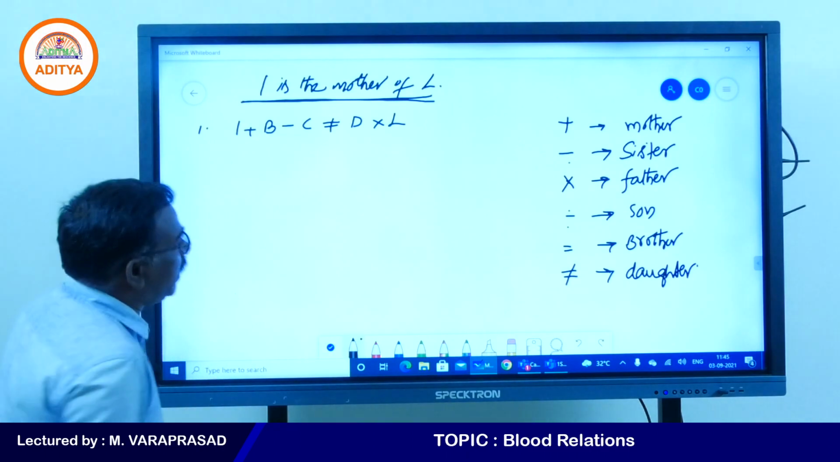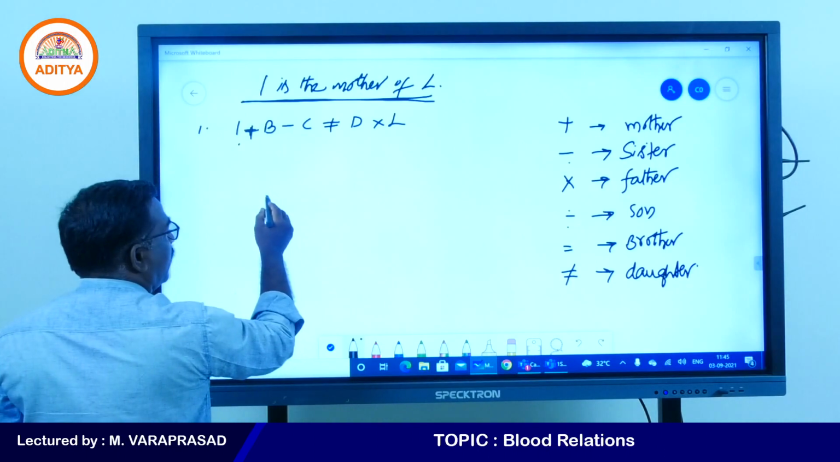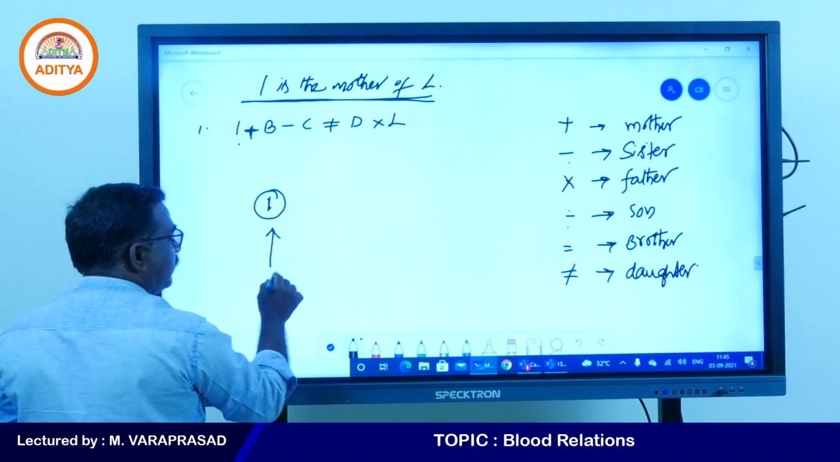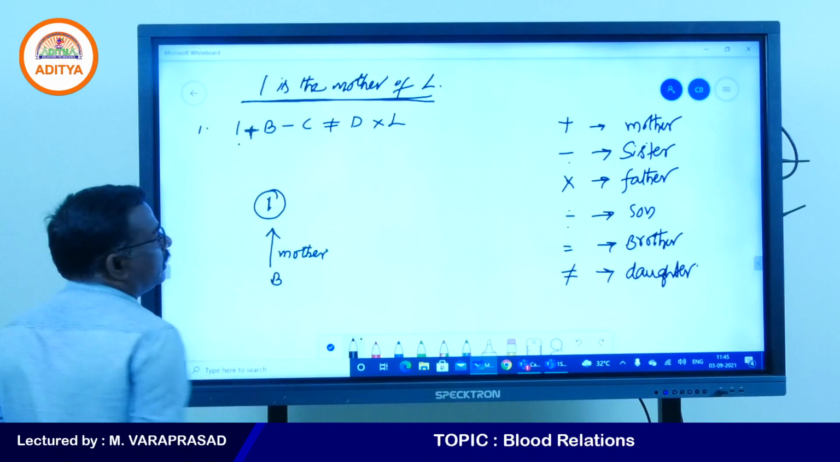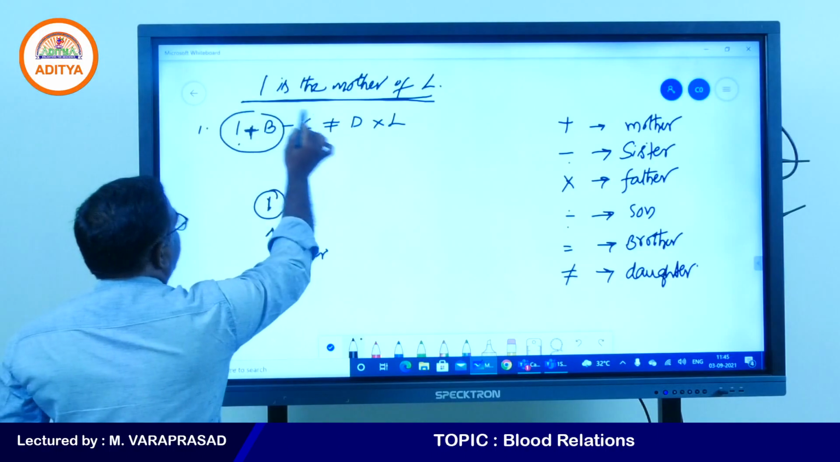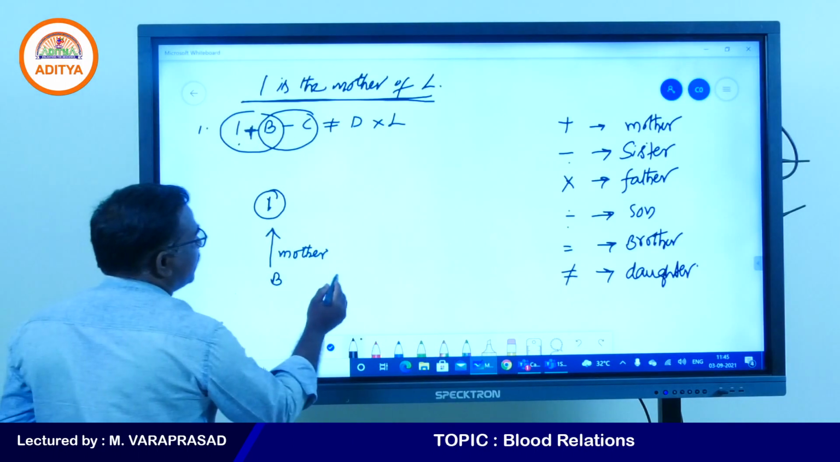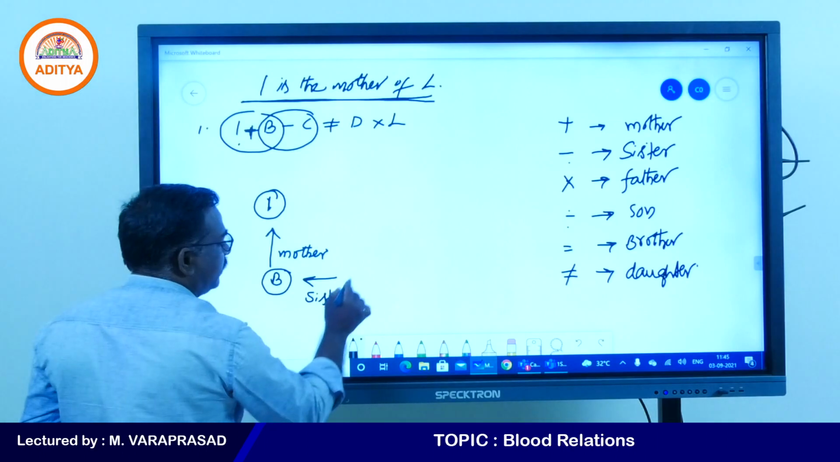So I plus B. Plus means mother. I is the mother of B. Mother means previous generation. Next one, B minus C. Minus means sister. So B is sister to C.